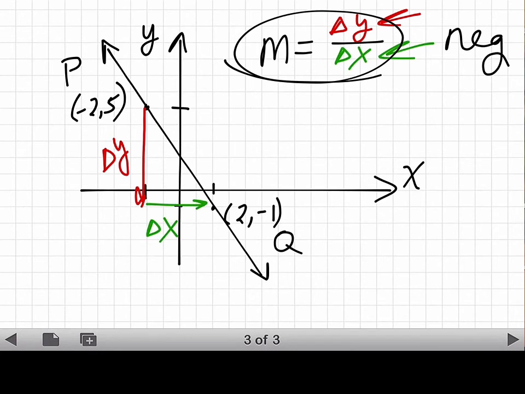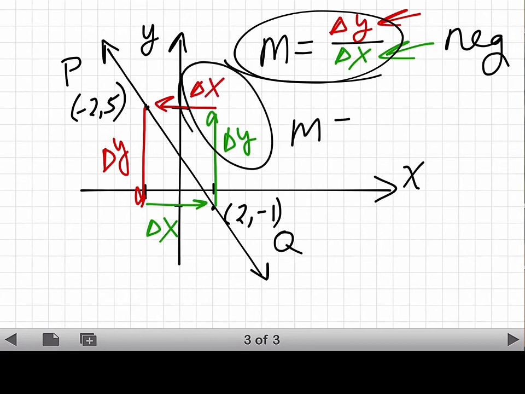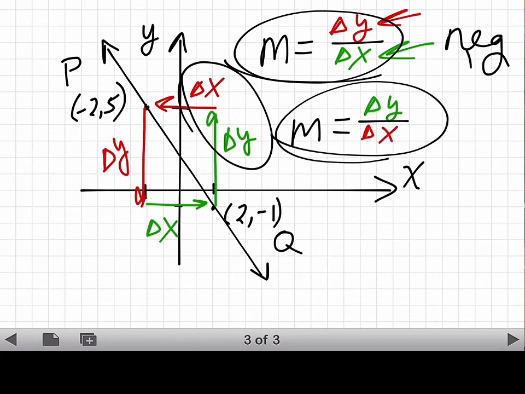If we decided instead that we wanted to go from Q to P, then the rise from -1 to 5 would be positive. The run from 2 to -2 would be negative. And that would give us a slope that is still a ratio of positive change in y to negative change in x that turns out to be negative.